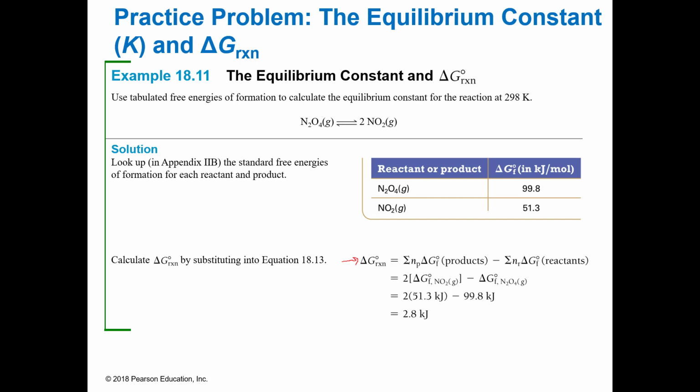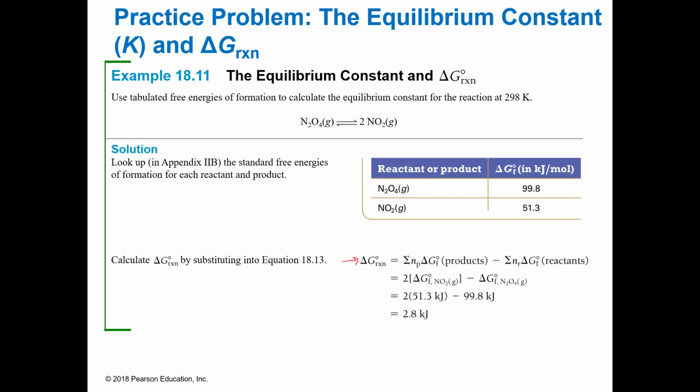Plug that in, and we get 2.8 kilojoules for this reaction. So it's non-spontaneous, right? It's a positive value. But we can still calculate the equilibrium constant. Because this is 2.8 and positive, you know that the reactant is going to be favored over the product. This reaction is non-spontaneous in the forward direction, slightly, so therefore we know the reactant should be favored over the product.